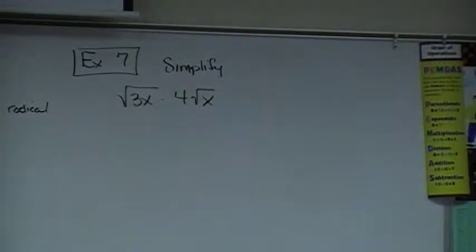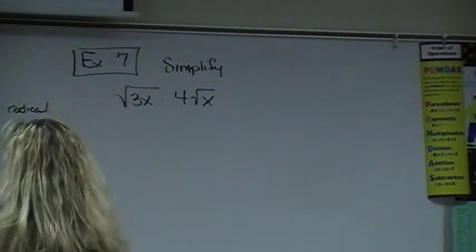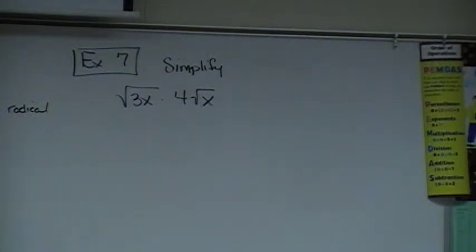Okay guys, what do you notice is different from this one compared to the other ones we did? I'm not giving you one radical, I'm giving you how many? Two. And I'm asking you to do what with them? Multiply them. So here is this reversal of the product property of radicals. Now I'm starting here and asking you to put them together and get one radical. So watch what we're going to do.